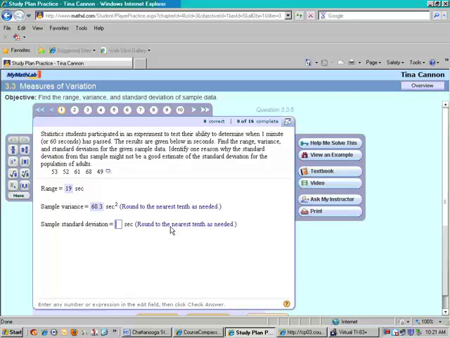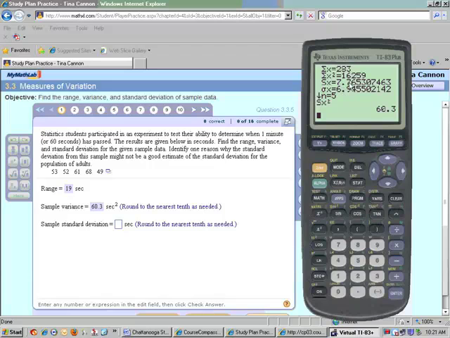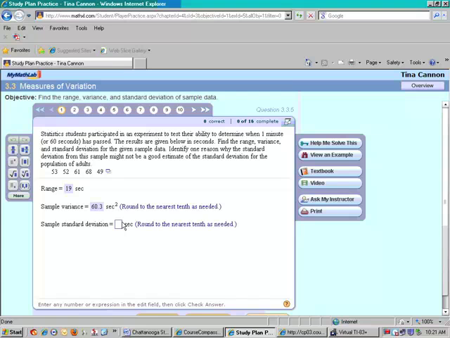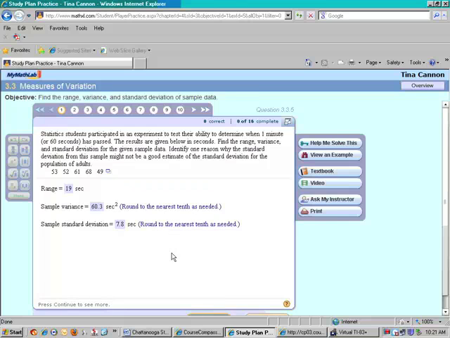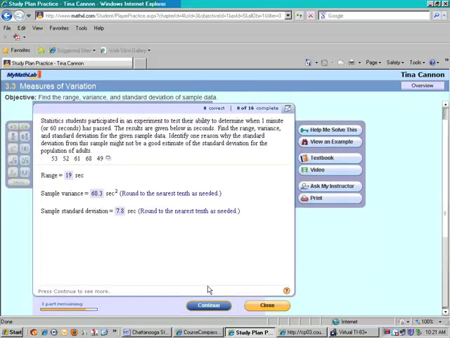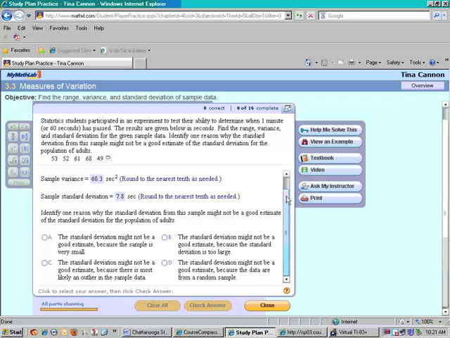Now my standard deviation is what we have on the screen. My standard deviation is this, and it says round to the nearest tenth. Pay attention to how they ask you to round. So the nearest tenth will be 7.8. Okay, check that. You did a good job. Okay, so we have this. And notice, though, at the bottom it says continue, because it's going to ask you a question.